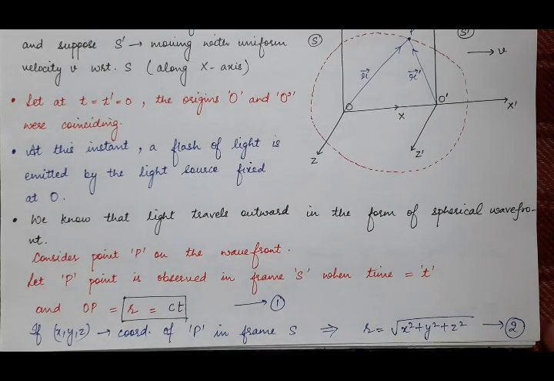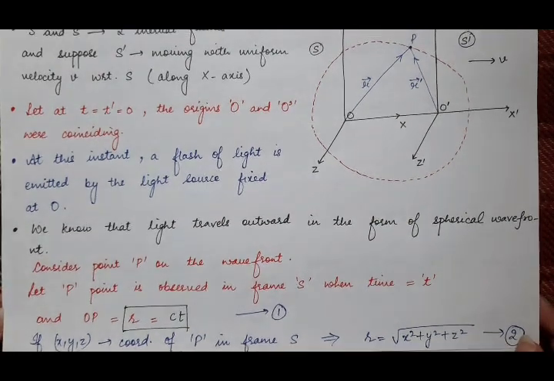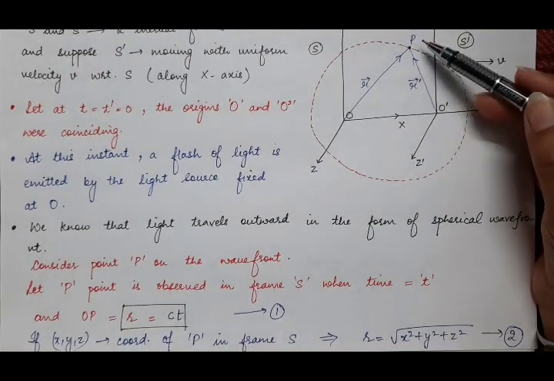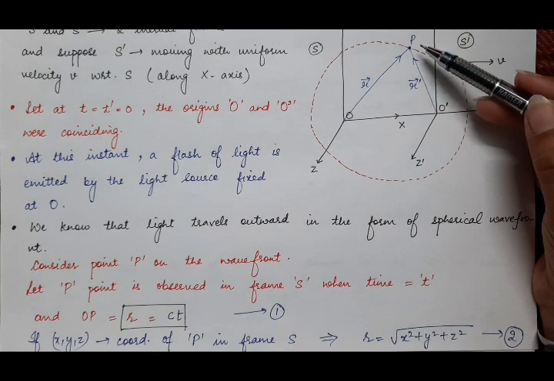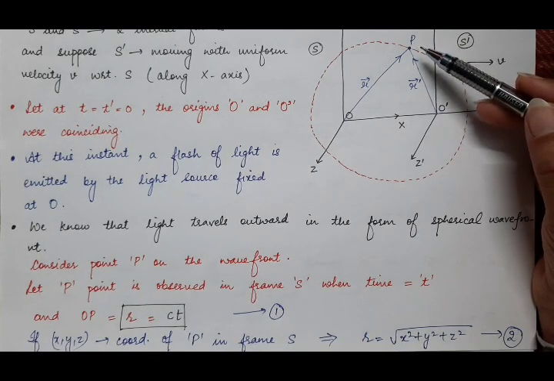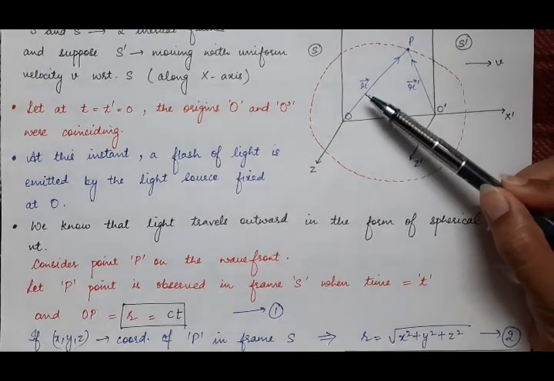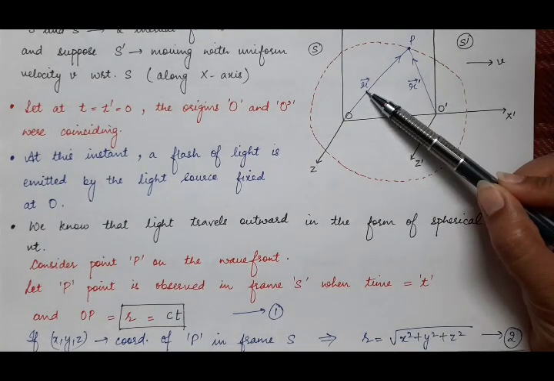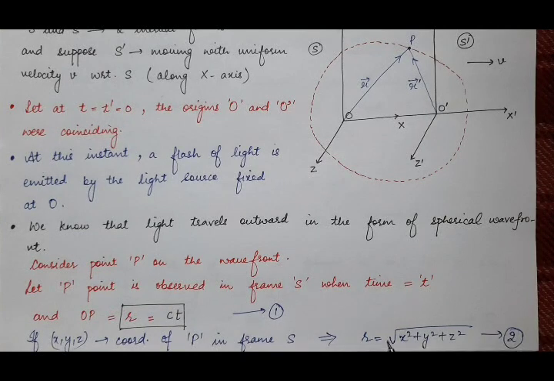And also suppose x, y, z are the coordinates of this point P as observed in frame S. So if x, y, z are the coordinates, then what will be the magnitude of the position vector r? It will be r equal to square root of x square plus y square plus z square. Suppose this is equation 2.